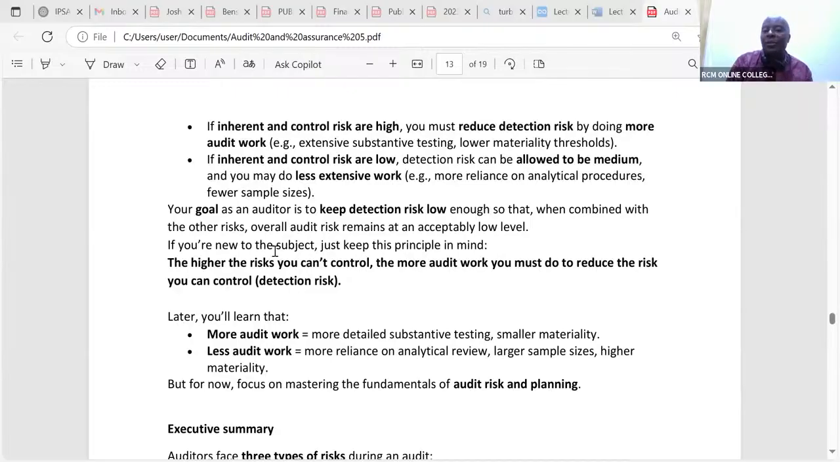If you are new to this subject, just keep this principle in mind. The higher the risks you can't control, the more audit work you must do to reduce the risk you can control. Later, you'll be able to learn that more audit work equals more detailed substantive testing and smaller materiality. Less audit work means more reliance on analytical review, larger sample sizes, and higher materiality.